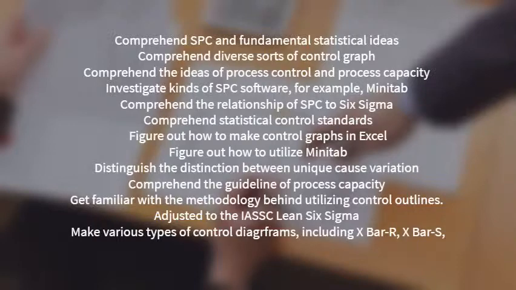Get familiar with the methodology behind utilizing control outlines and their breaking points. Adjust it to the IAS Clean Six Sigma Green Belt body of knowledge. Make various types of control diagrams, including X bar R, X bar S, variable data, attribute data, and then some.